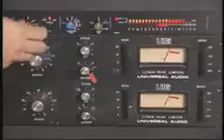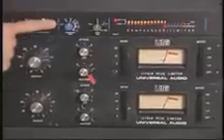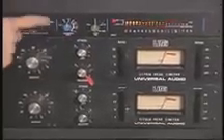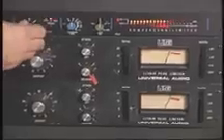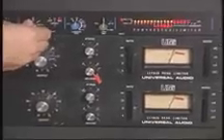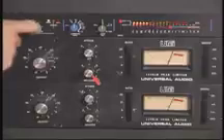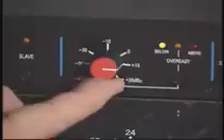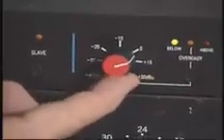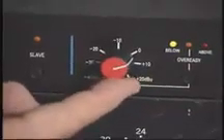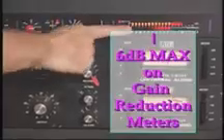Now this is how you set the threshold. The thing is, you don't look at the threshold knob. Well, you have to look at it for a second in order to get your hand on it. Then you look at the gain reduction meters, which show how much the compressor is turning the volume down. You turn the threshold knob until you get a maximum of 6 dB of gain reduction, regardless of the ratio setting.